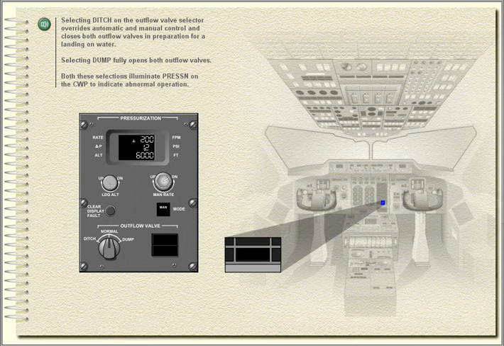Selecting Ditch on the outflow valve selector overrides automatic and manual control and closes both outflow valves in preparation for a landing on water. Selecting Dump fully opens both outflow valves. Both these selections illuminate Pressurization on the central warning panel to indicate abnormal operation.